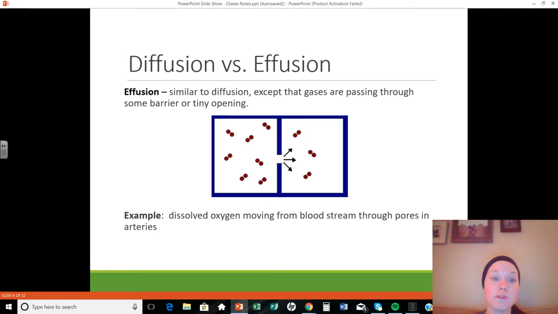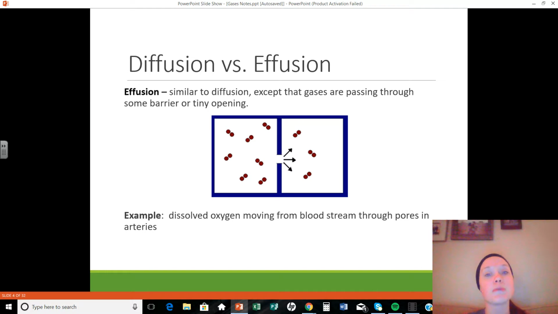Another behavior of gases is effusion. Effusion is similar to diffusion, except it's when gases are passing through a small barrier or tiny opening. If any of you have ever had a flat tire, you have experienced effusion, because the gas inside of your tire is slowly escaping or effusing through that small hole that the nail or screw or whatever made in your tire until your tire is flat.